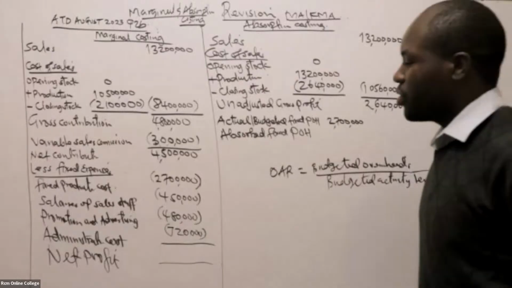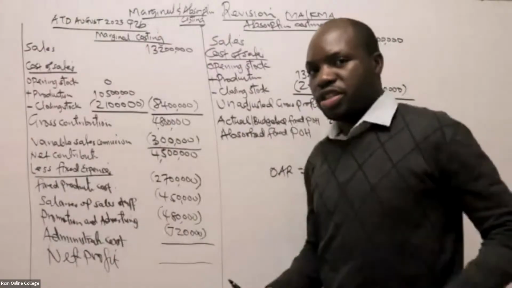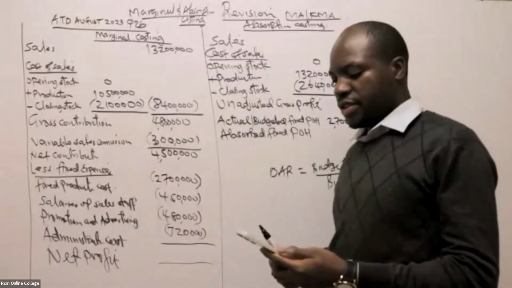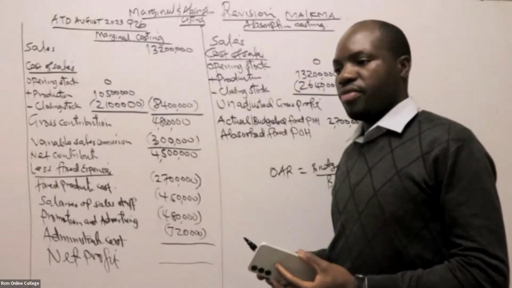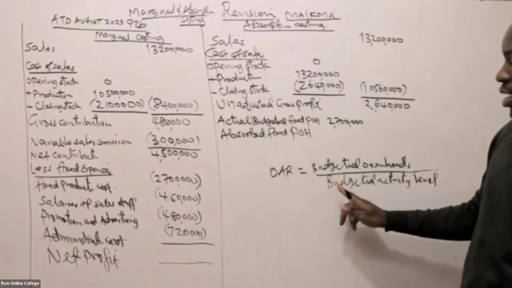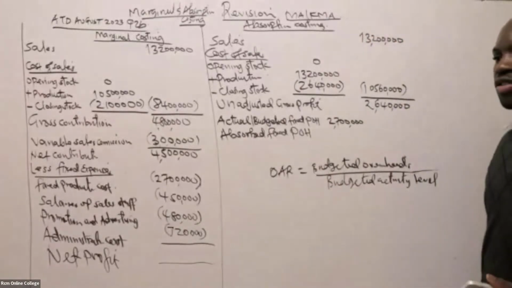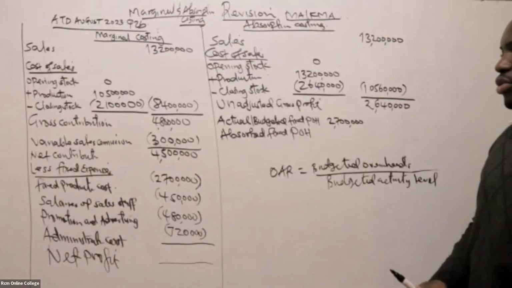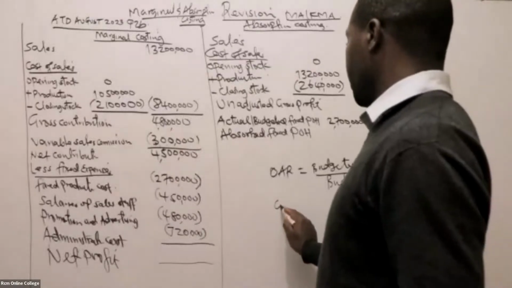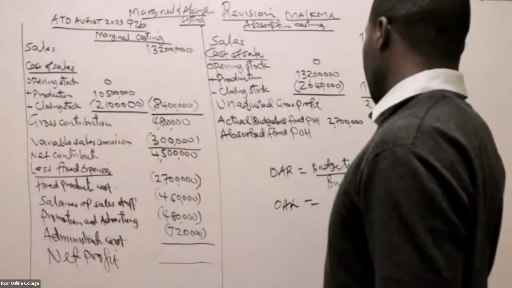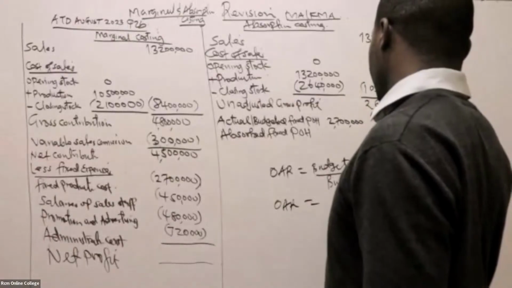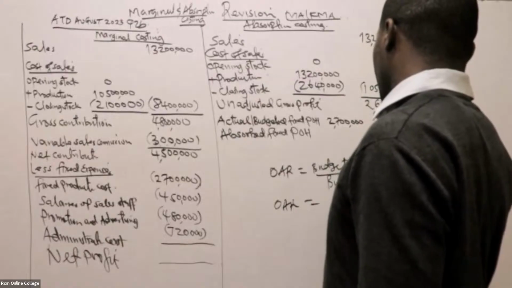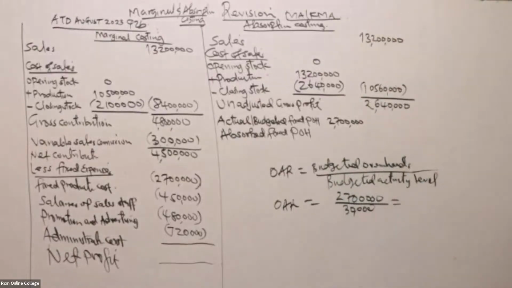Now, how is this fixed production overheads being absorbed? Is it being absorbed based on the number of units or based on machine hours or labor hours? What is the cost driver, the activity level for the fixed production overheads? It is the number of units produced. So can we get our overhead absorption rate? Budgeted fixed production overheads 2,700,000, we divide by budgeted activity level of 30,000. What is our overhead absorption rate per unit?